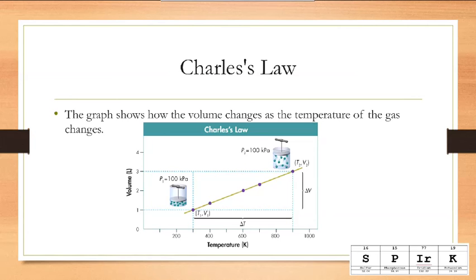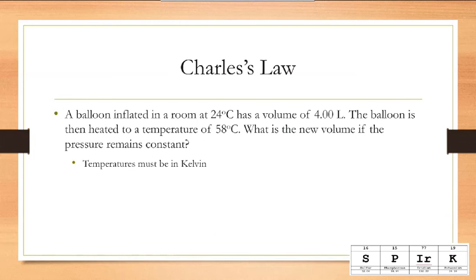The graph shows how the volume changes as the temperature of the gas changes. If we look on the left-hand side, we see that the temperature is about 300 Kelvin and the volume is about 1 liter. And as temperature increases to 900 Kelvin, the volume also increased to 3 liters. So we can solve for these ones as well. A balloon inflated in a room at 24 degrees C has a volume of 4.00 liters. The balloon is then heated to a temperature of 58 degrees C. What is the new volume if the pressure remains constant?